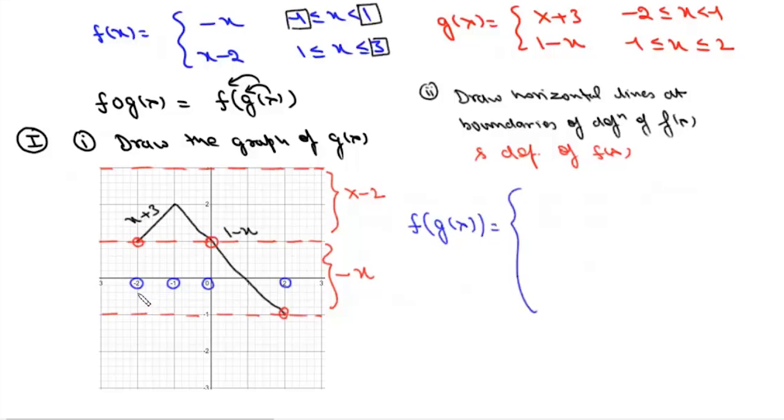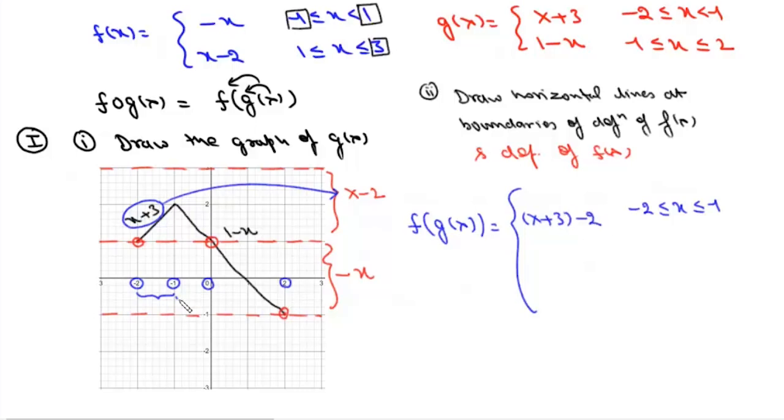Now, the first definition is between minus 2 and minus 1. So, when x lies between minus 2 and minus 1, since both the functions f(x) and g(x) are continuous, we need not bother about the equality sign. We can take it with this definition, or we can also take it with the next definition. Now, in this interval, the definition of g(x) is x plus 3, and this will go into this x minus 2. So, it will be x plus 3 minus 2.